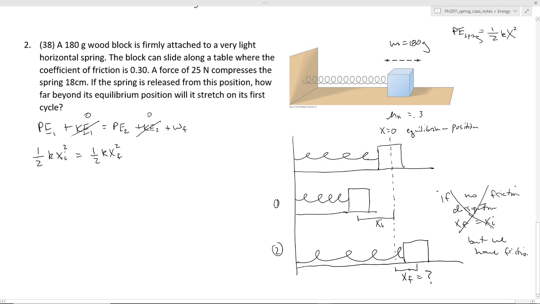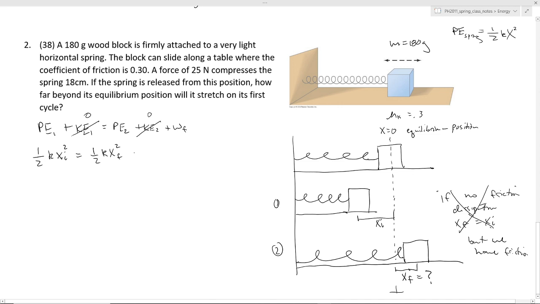Now notice that the sign doesn't matter because it's squared. If we were being careful, this x initial would be negative, yeah? So we could put it in there, or we could not. The only thing that matters is how far it is from the equilibrium position, since the spring energy depends on x squared.